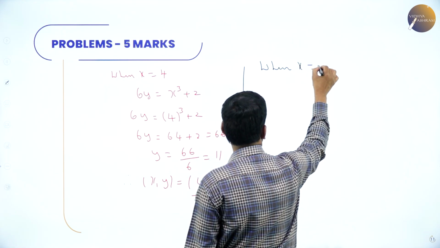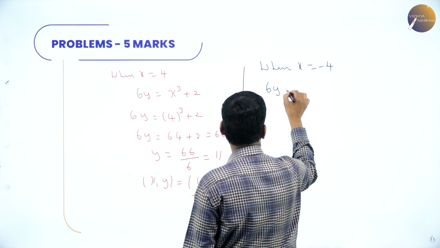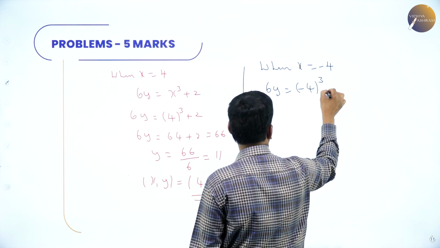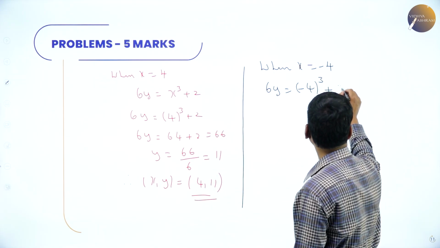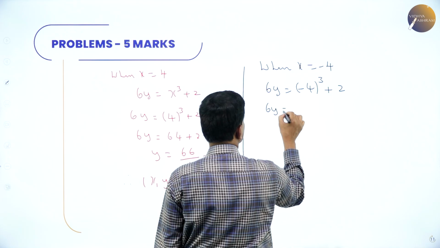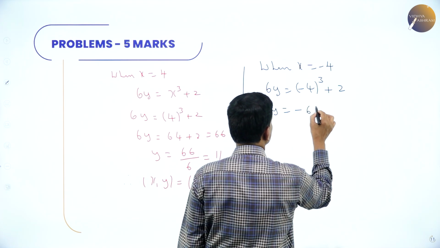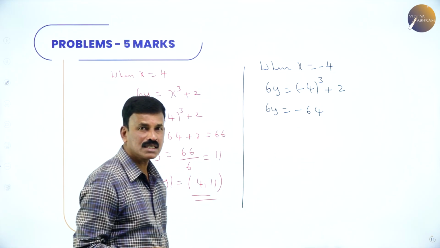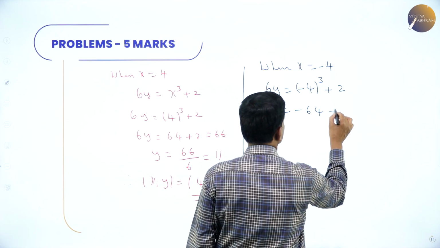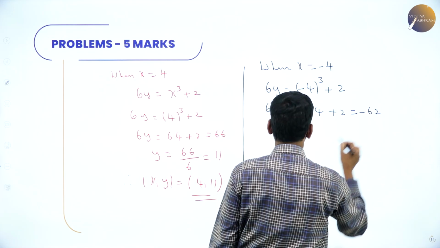When x is equal to minus 4, 6y is equal to (minus 4) whole cube plus 2. That is 6y is equal to minus 64. 4 fours are 16, 16 fours are 64. Minus into minus into minus is minus, plus 2. That's equal to minus 62.